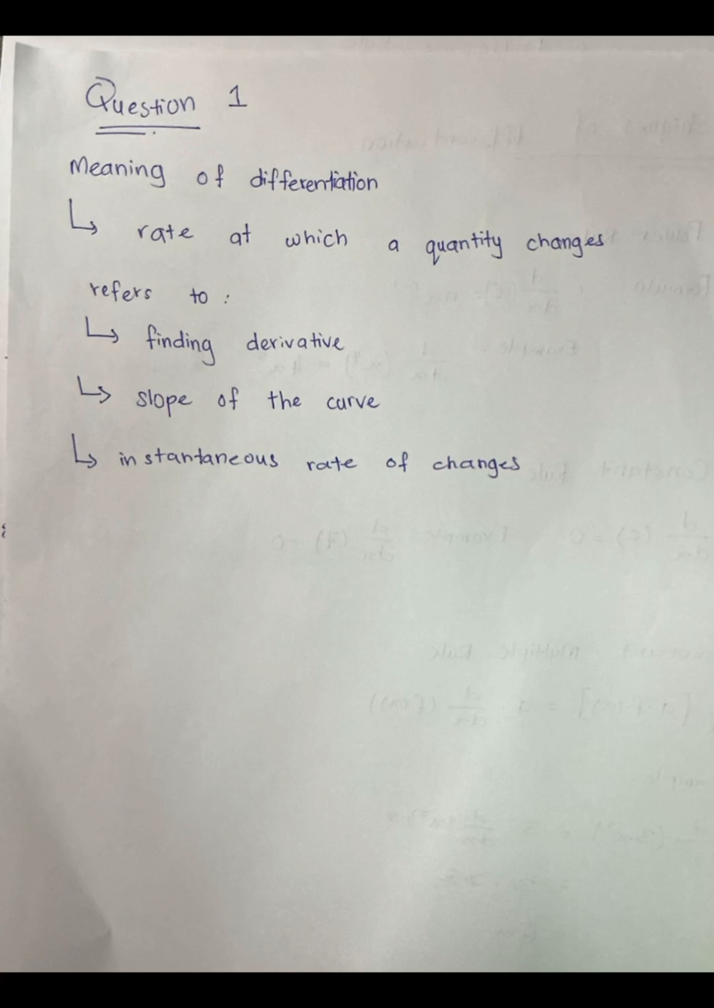So I want to answer question 1. For question 1, the meaning of differentiation. Differentiation is a fundamental concept in calculus that deals with finding the rate at which a quantity changes. It most frequently refers to finding the derivative of a function, and the derivative tells us the slope of the curve at any point. The last one is that it represents the instantaneous rate of change, like speed in physics.